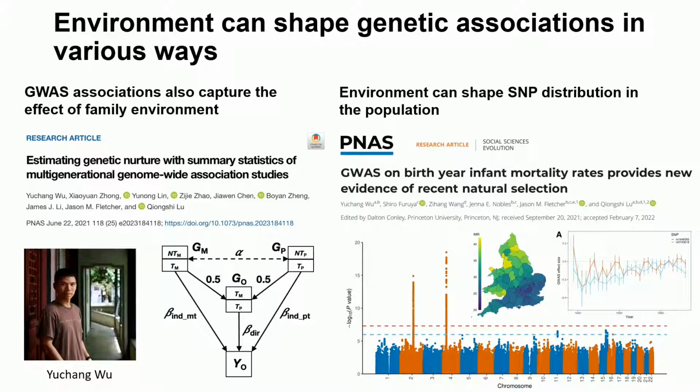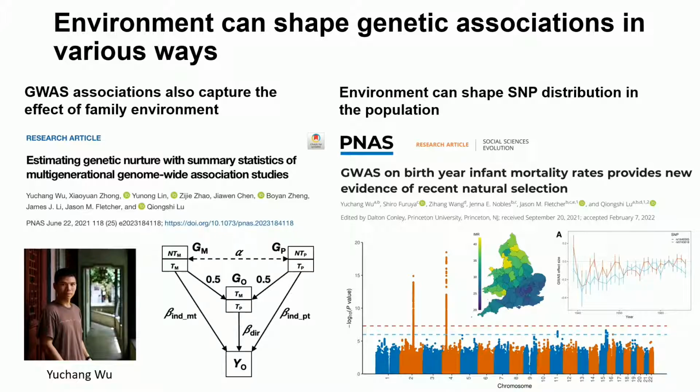Another example is on the right-hand side, which is a rare example where we demonstrate that the environment sometimes can actually causally shape the DNA variation in the population. I said earlier that this is pretty rare; usually people don't think there's a reverse causation. But the story here is we did a very straightforward GWAS design, and the phenotype is interesting. In the UK we have 500,000 people, and we can figure out the county and year of birth for everyone in that cohort.